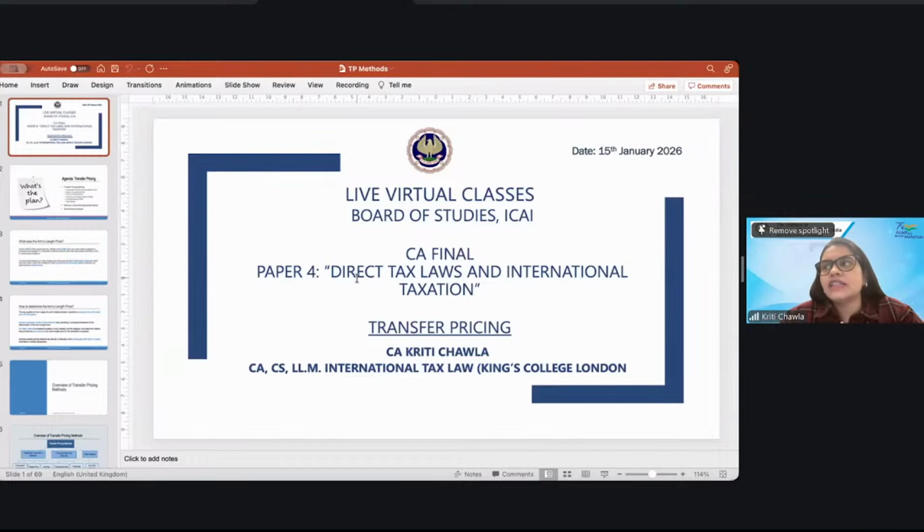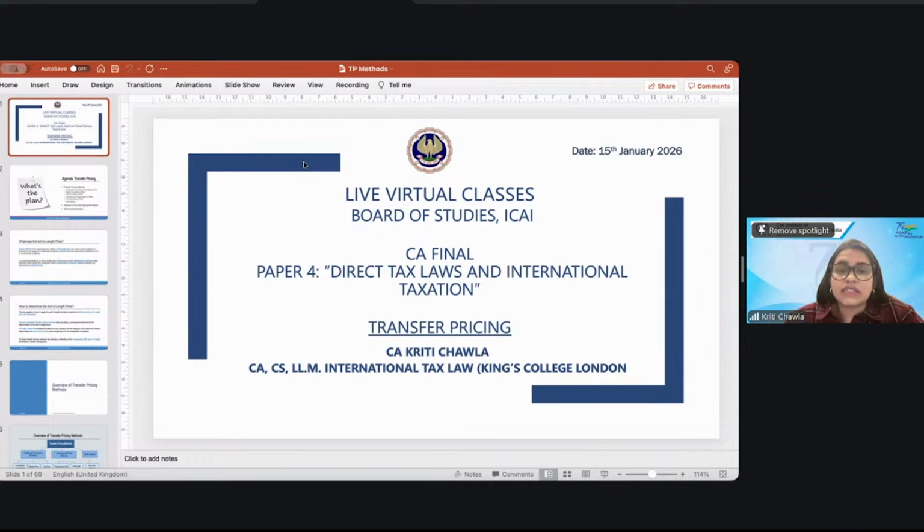So we've already had two lectures where we discussed transfer pricing. In the first lecture, if you guys remember, we started with transfer pricing as the basic concept. What was the need to have transfer pricing? What does the law look like in India? So we discussed the definition of associated enterprises and international transactions in a lot of detail.